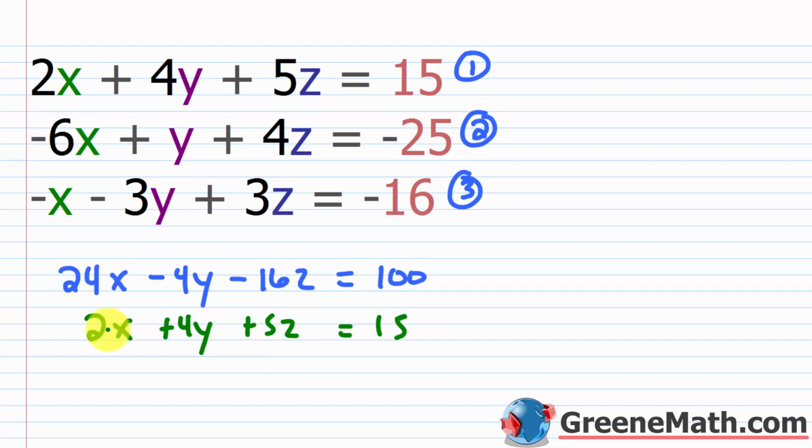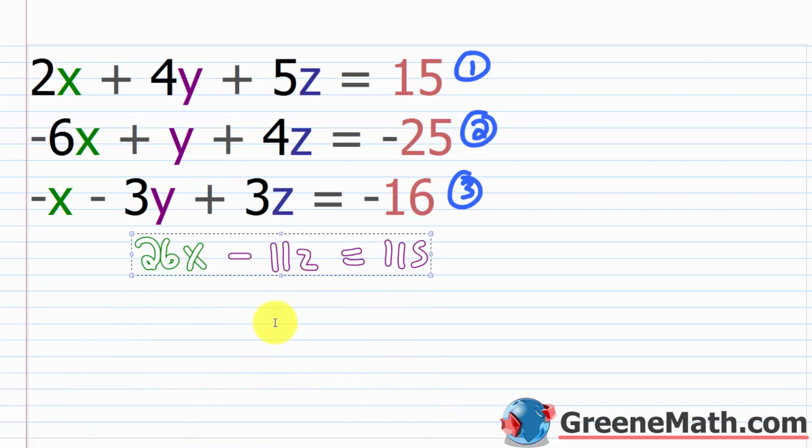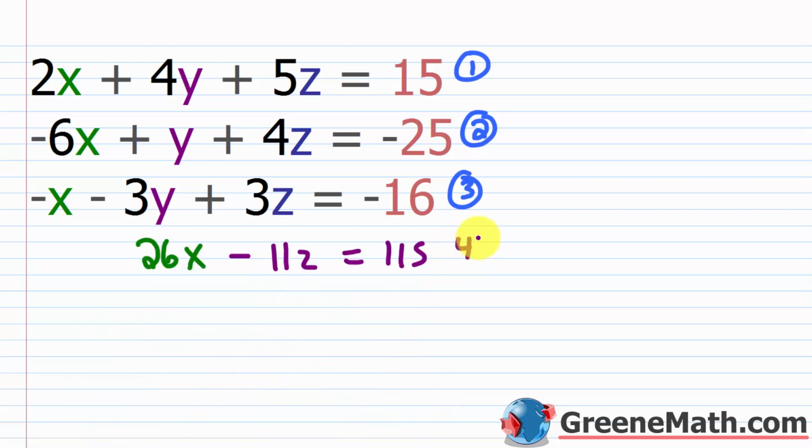So 24x plus 2x is 26x. Negative 4y plus 4y, that's going to go away, right? We can cancel that. Negative 16z plus 5z is going to give me negative 11z. And this equals 100 plus 15, which is 115. So let's erase this. And let's drag this up, and we'll call this equation 4. And let me use the same color so it's consistent. So this is going to be equation 4.